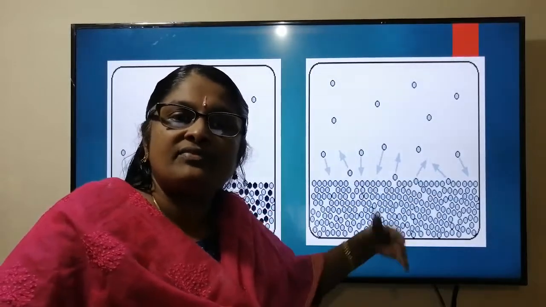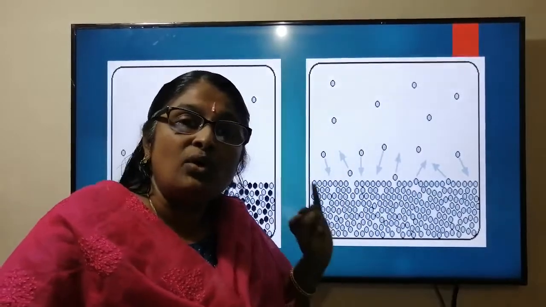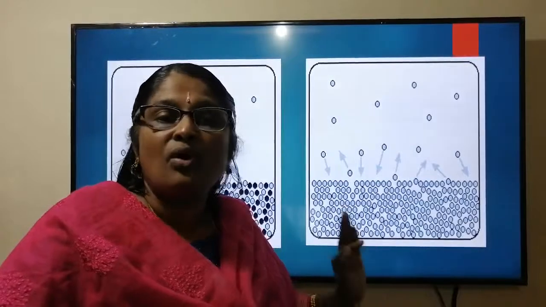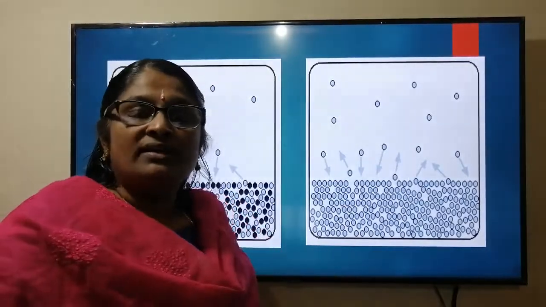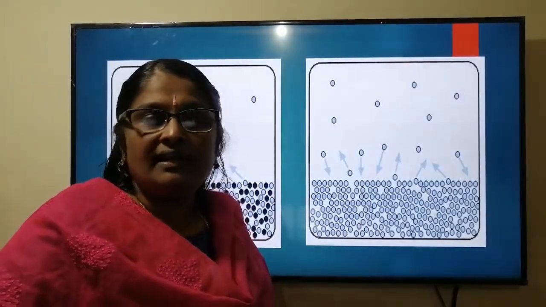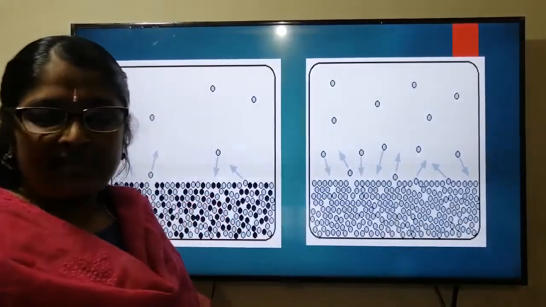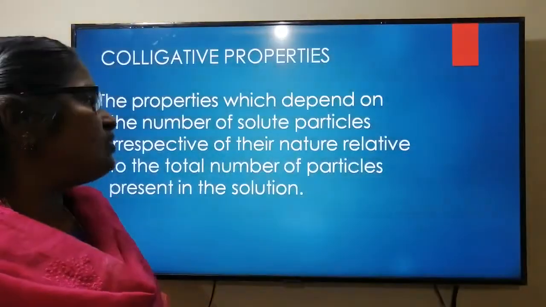So in both cases, the glucose solution as well as the NaCl solution, the number of particles is the same. So the lowering of vapor pressure after adding glucose or NaCl will be the same. Such properties, which depend only on the number of particles and not on their nature, don't bother about whether glucose or NaCl is added. They depend only on the number of particles. Such properties are known as colligative properties.